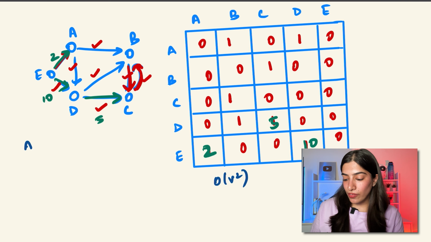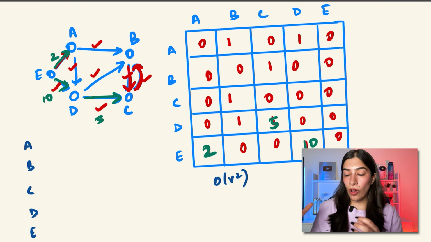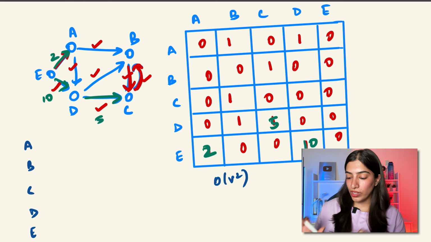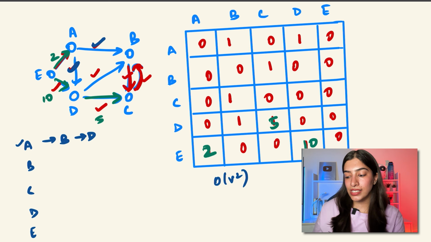Here also there are 5 nodes, so I will write all these nodes together: A, B, C, D, E. The number of rows, or the number of lists, is going to be V only, right? Now we will see what edges are there. A is connected to B, and it is connected to D. So I am going to put a list like this.